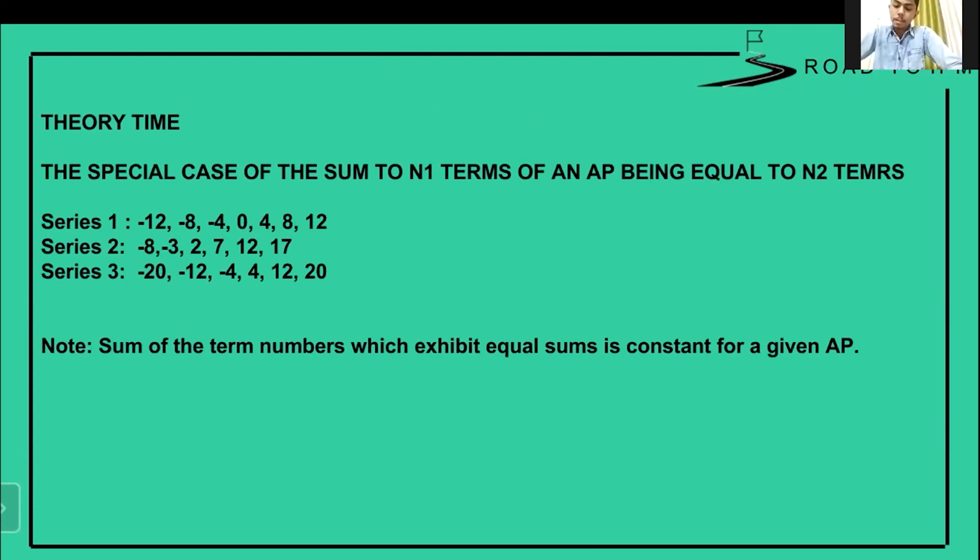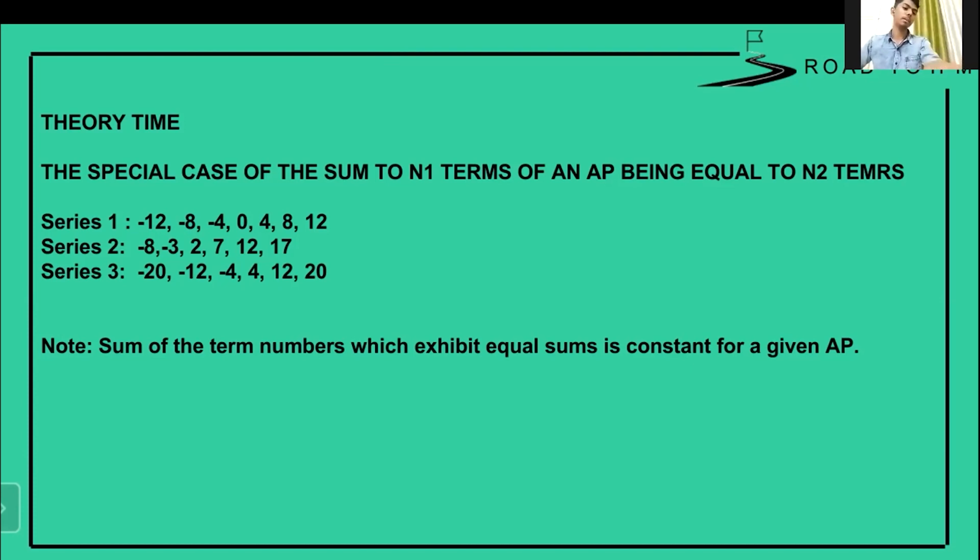Okay, theory time, the special case. So what is special about this question? S12 is equal to S18, or the sum to N1 terms of an AP is equal to the sum to N2 terms of an AP; 12 and 18 here in this question. So let's take these three series. Firstly, series 1: minus 12, minus 8, minus 4, 0, 4, 8, 12.